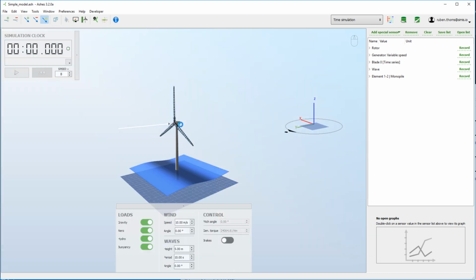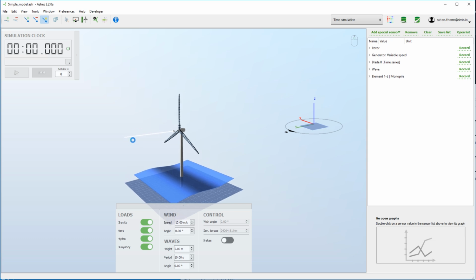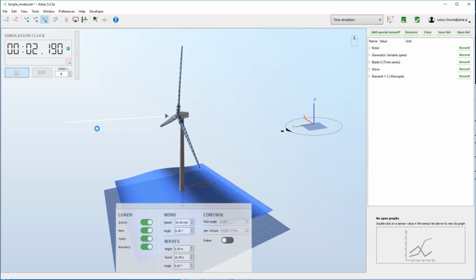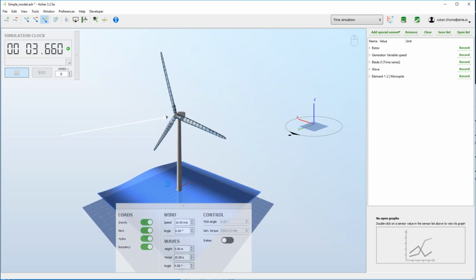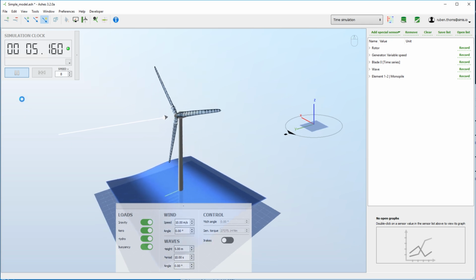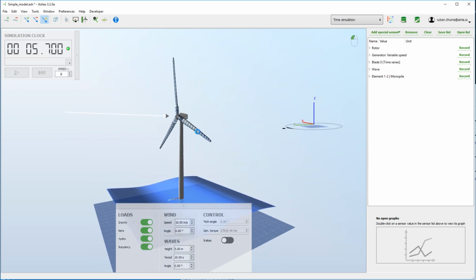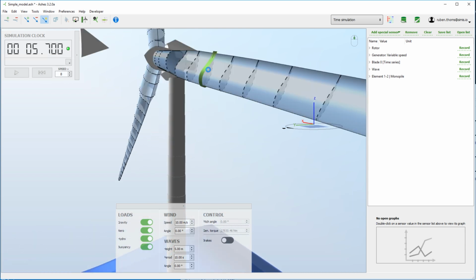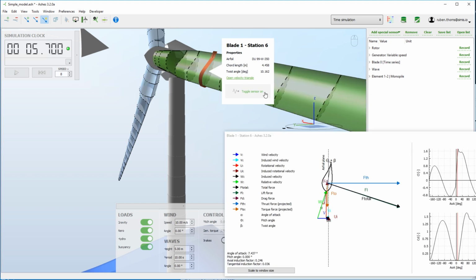I can close this to make it a little bit bigger. And so yes, this is our turbine. When I start, I have wind coming here, which is this white arrow here. And of course, the wind makes the turbine rotate. If I stop the simulation, what we're going to be looking at is these little airfoils on the blades. So I can right click and open the velocity triangle.